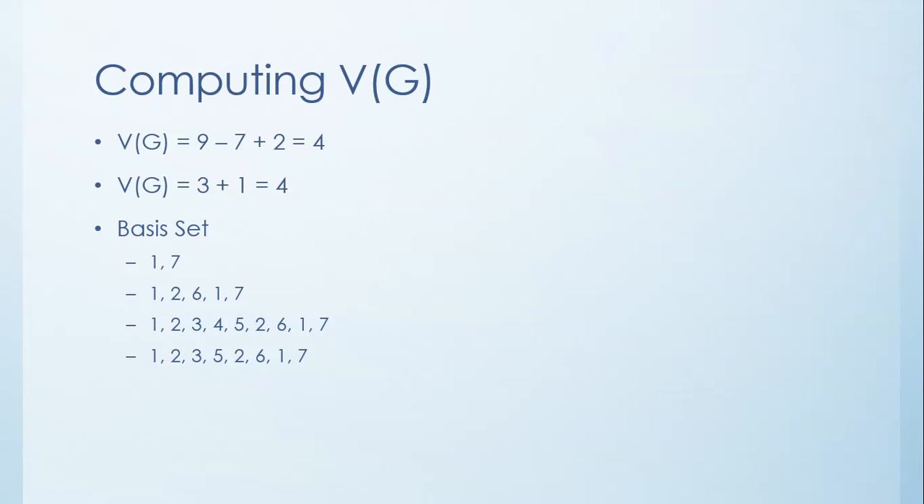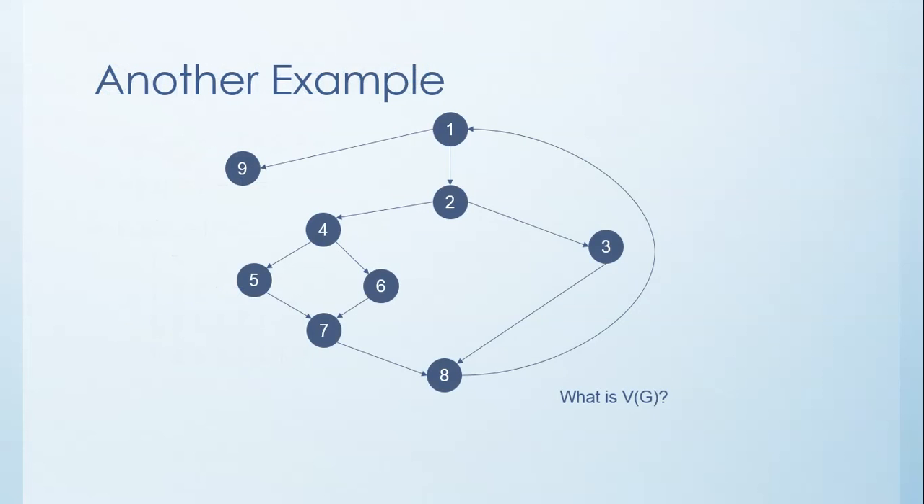Computing VG is useful when you're doing path testing, to establish the minimum number of paths by which your graph, your program, can be traversed in order to path test it. So we know we have to come up with four basis set paths for this program.